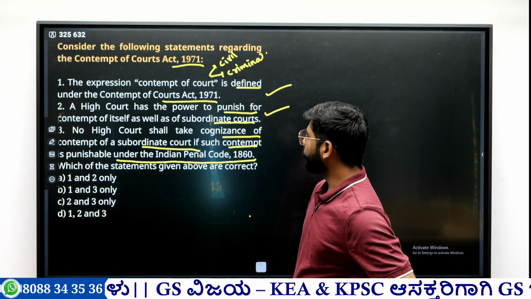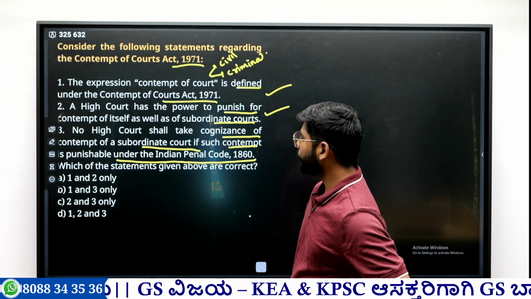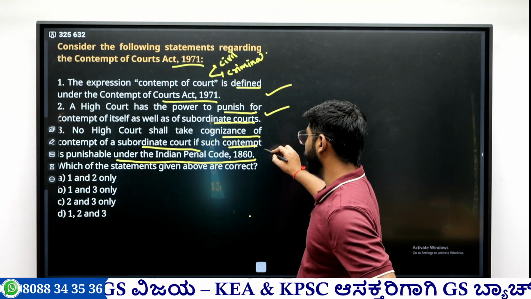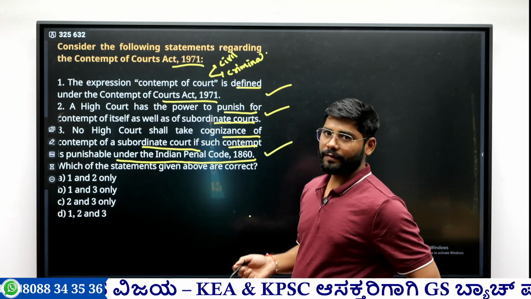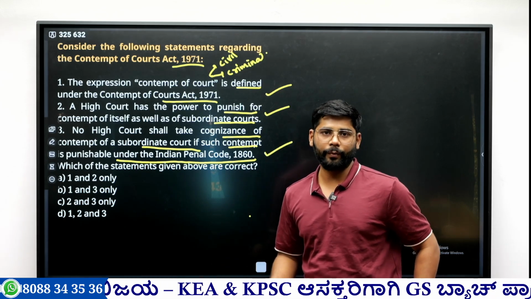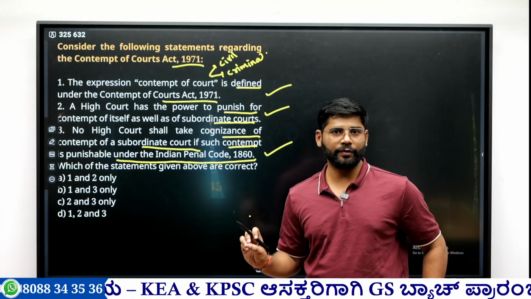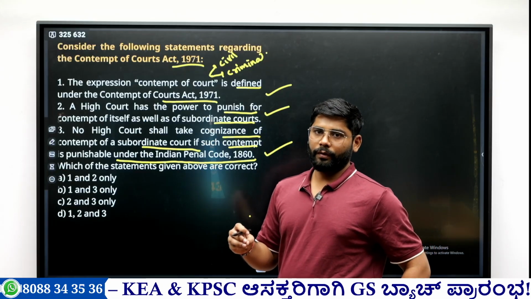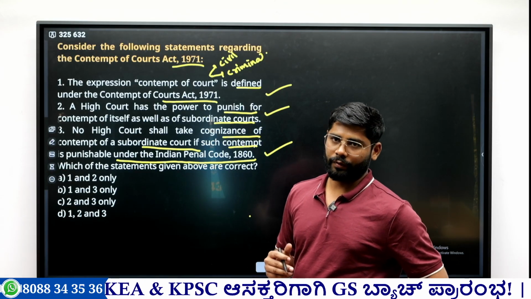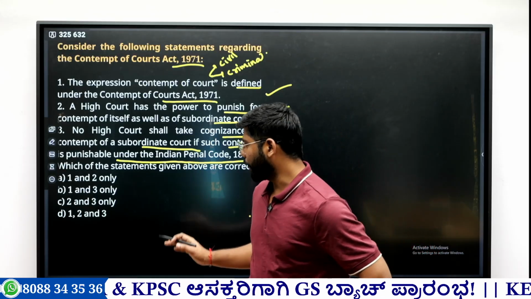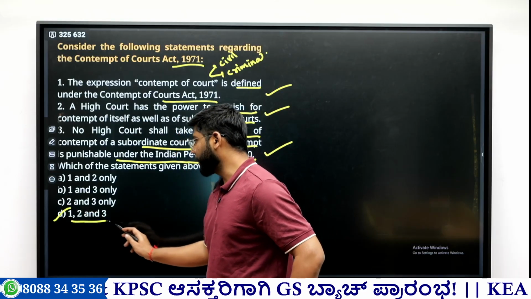Last one, no High Court shall take cognizance of contempt of subordinate court if such contempt is punishable under the Indian Penal Code. Yes, this is also correct. Because if a certain offense is punishable under the Indian Penal Code, then it will be decided by the subordinate court as an offense only. So there is no need to take it as a contempt of court. It is the offense, so it will be decided by that court. So all three statements are correct here. 1, 2, 3 is the correct option.